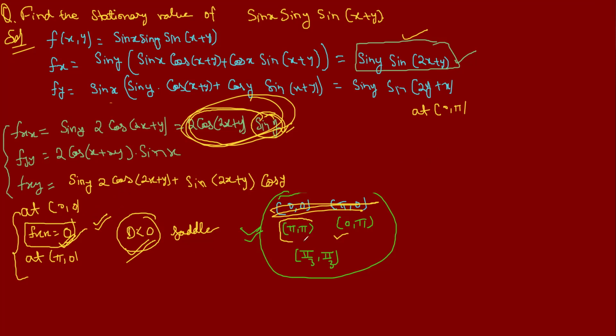And here x is equal to pi and y is equal to pi. When you put x is equal to pi and y is equal to pi, you will get f xx 0 and f yy 0. Right? If both are 0, D will be negative. This is also a saddle point. I think only one point is very useful. Yes, at pi by 3 and pi by 3.